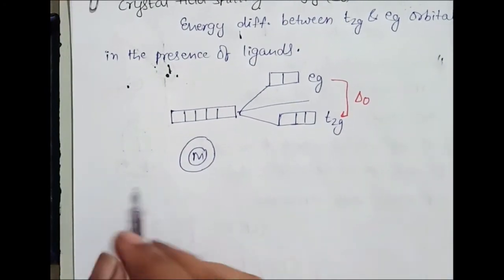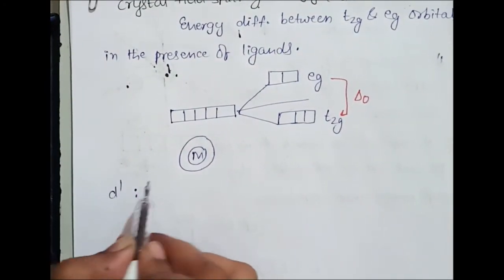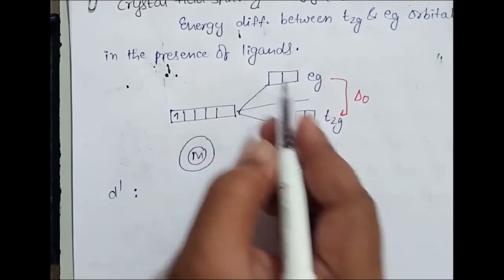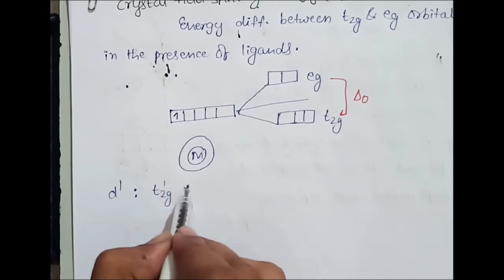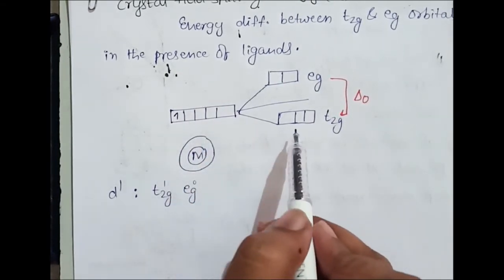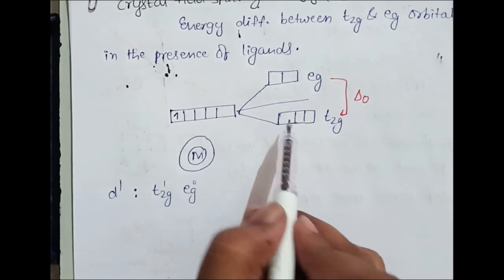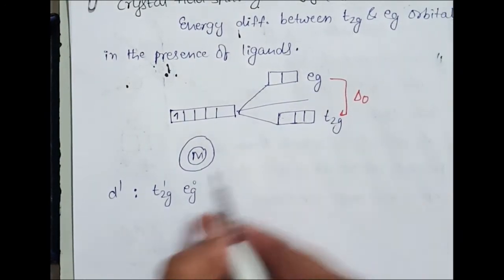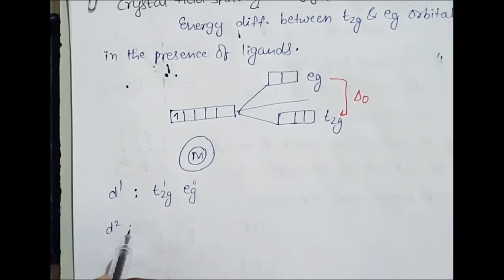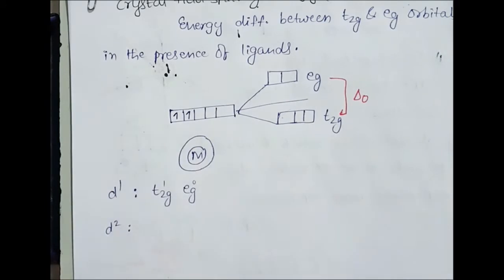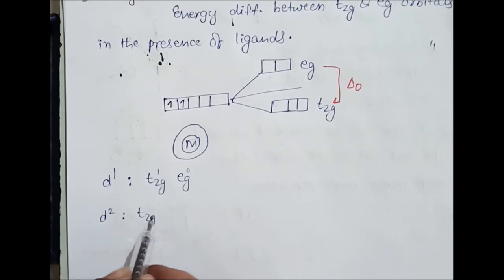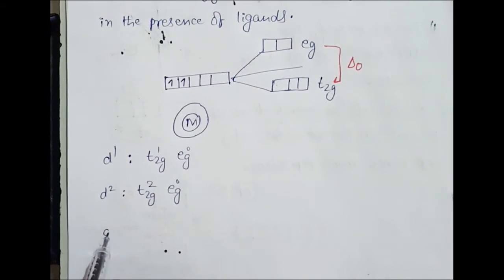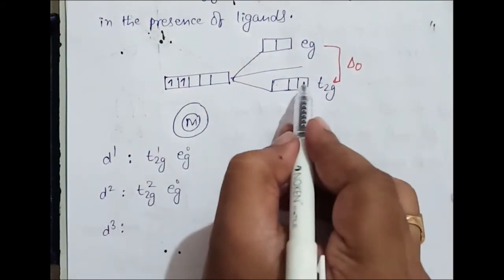Suppose I have any compound which is having d1, one electron. So one electron definitely will go to which level? t2g1 and eg0, because as per Hund's rule, Aufbau rule, electron will go to lower energy level. Suppose I have a d2 system, two electrons, now what will happen? The two electrons will come in t2g. So you can say t2g2 eg0.